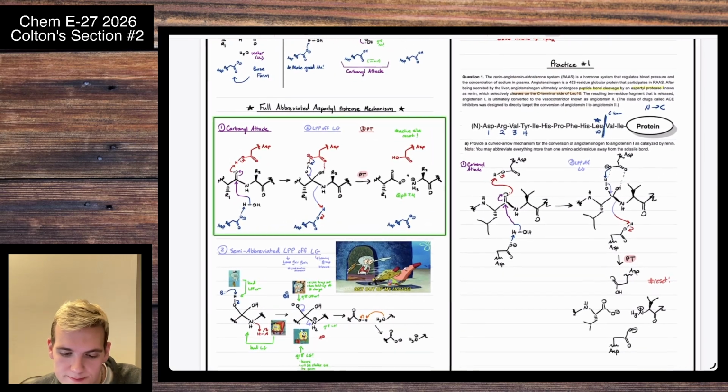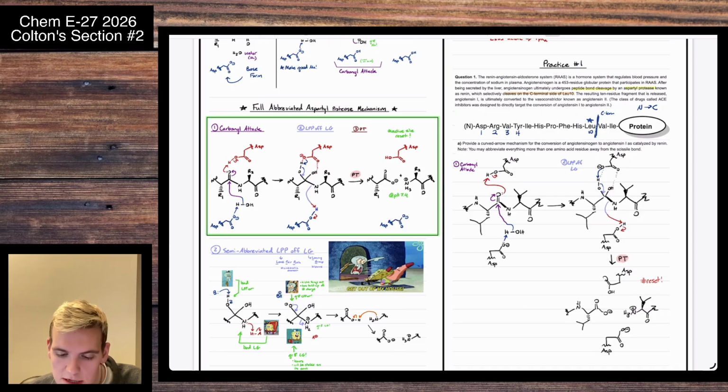Yeah. So, any questions on what we did on the aspartyl protease? That's all I really have for y'all on mechanisms before we go over and talk about kinetics and energetics.